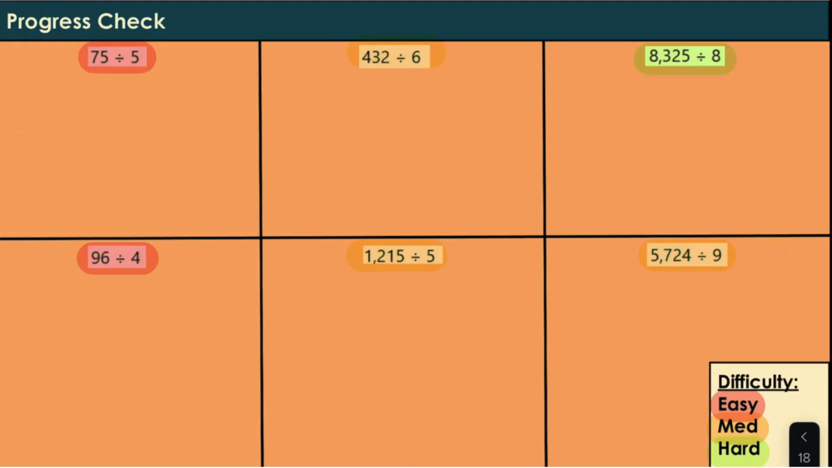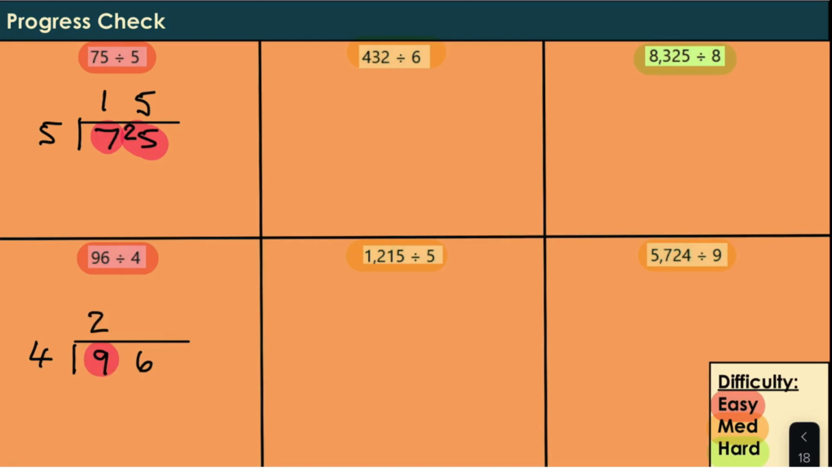Progress check. Have a go yourselves, then check your answers with mine. How many 5s go into that 7? That would be 1, and the remainder would be 2. How many 5s go into 25? That would be 5, and my quotient is 15. How many 4s would go into that 9? That would be 2 4s, and my remainder is 1. How many 4s would go into 16? That would be 4, and my quotient is 24.